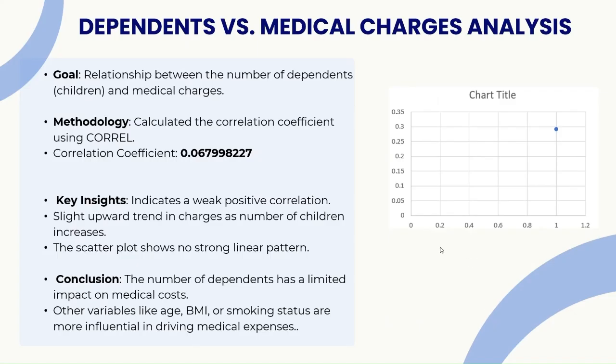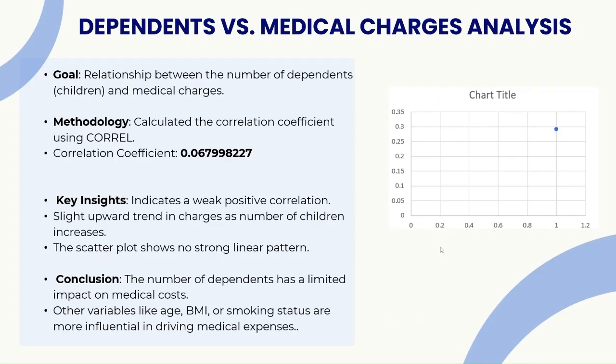Okay, let me check the key insight for this. I'll show you everything. This key insight indicates a weak positive correlation, because our result is around 0.067. It indicates a slight upward trend in charges as the number of children increases. The scatter plot chart shows no strong linear pattern. Earlier I told you. Now the conclusion is that dependents have a limited impact on medical cost. Other variables like age, BMI, or smoking status are more influential in driving medical expenses.